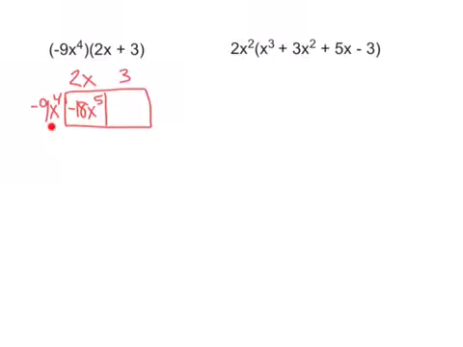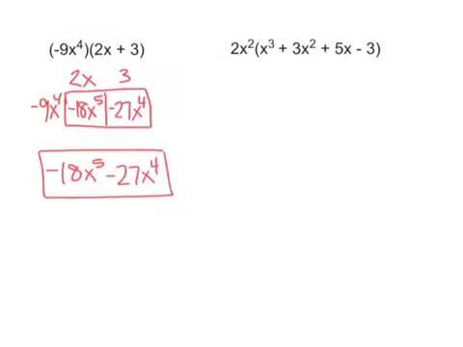Multiplying negative 9x to the fourth times 3. Negative 9 times 3 is negative 27. And we have x to the fourth. Writing our final answer is negative 18x to the fifth minus 27x to the fourth. You could have also written plus negative 27x to the fourth right here. So adding a negative 27x to the fourth would be the same.